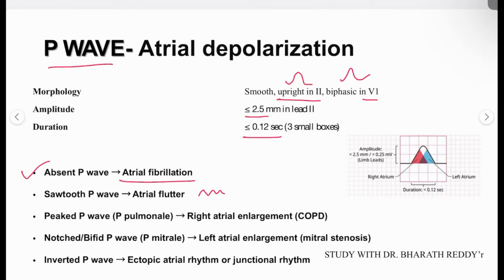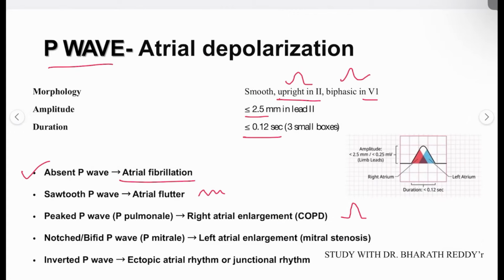And the peaked P waves like this will be seen. This is usually presented in right atrial enlargement patients like COPD or other pulmonology conditions like P pulmonale, pulmonary hypertension, also patients suffering from pulmonary pathology, other diseases that will be showing the P wave as very elevated or tall peaked P waves.